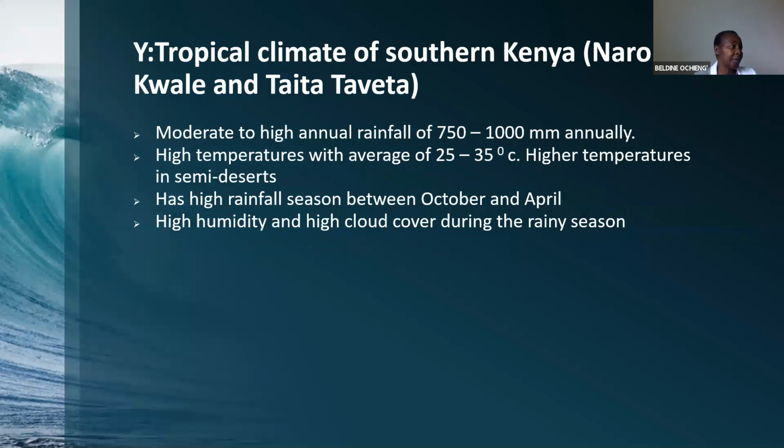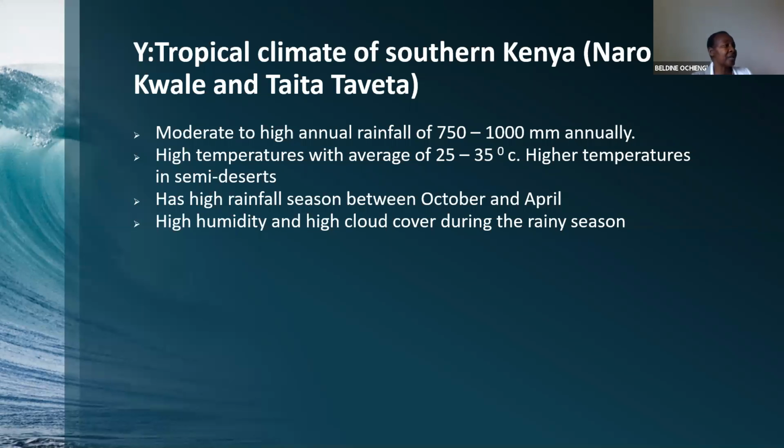Our last one, now we move to the southern parts, tropical climate of southern Kenya. In our minds, we can easily think of the boundary of now Tanzania and the Indian Ocean. Those are the southern parts. We have Kwale, we have Taita Taveta, we have Narok. Those are the areas for the southern climate of Kenya.